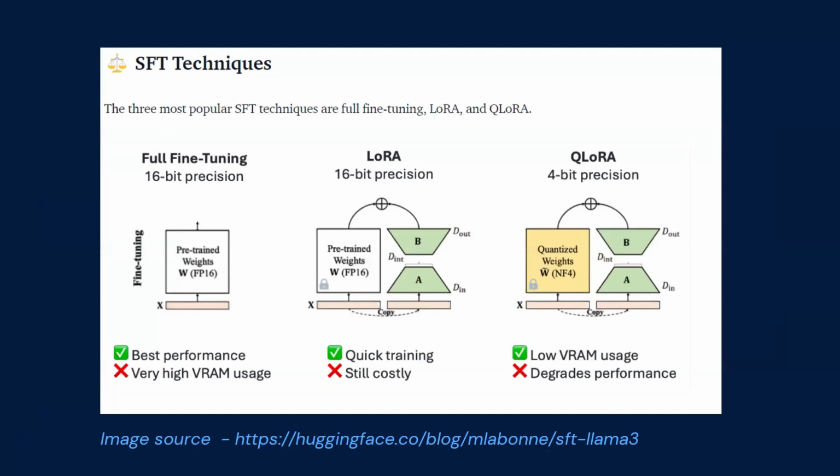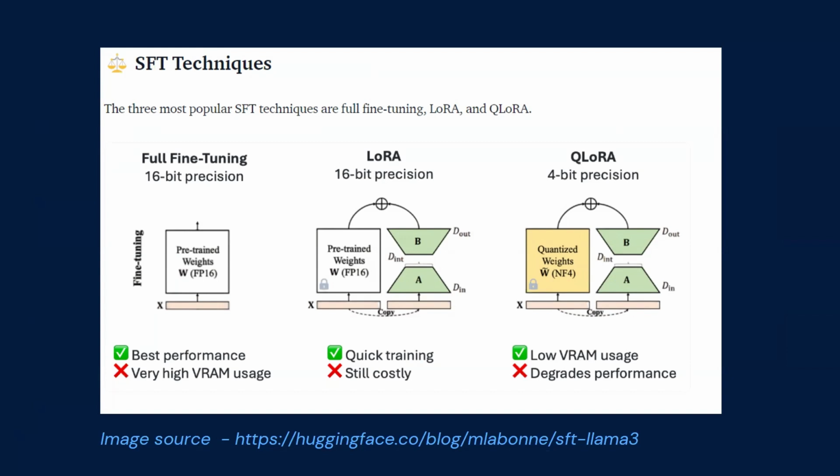So, full fine tuning is the most straightforward SFT technique. It involves retraining all the parameters of a pre-trained model on an instruction dataset. This method often provides the best result but requires significant computational resources. That is, several high-end GPUs are required to fine-tune an 8 billion model.